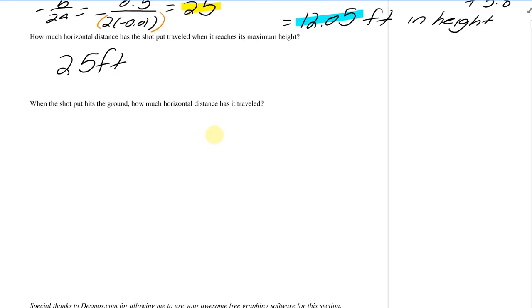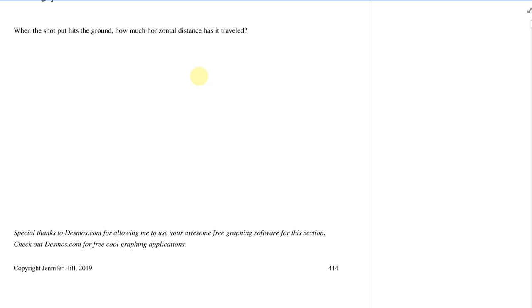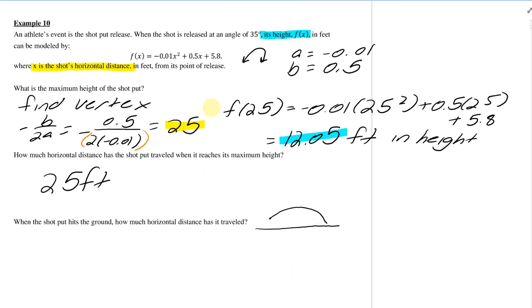And now for the tough one. When the shot put hits the ground, how much horizontal distance has it traveled? Remember, you've thrown this shot put, and then it's going to hit the ground. f of x is modeling the height of the shot put. So when it hits the ground, what is the actual height? The height would now be 0, right? It's hit the ground. So I want to set this equation equal to 0. So this is basically, once again, finding x-intercepts.